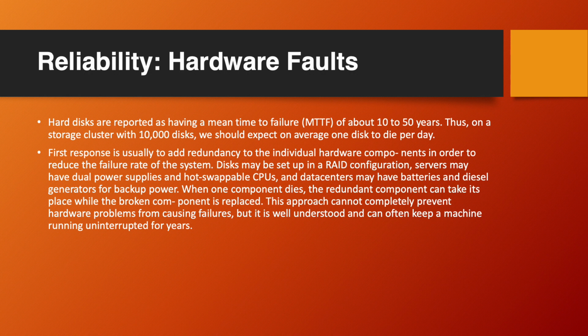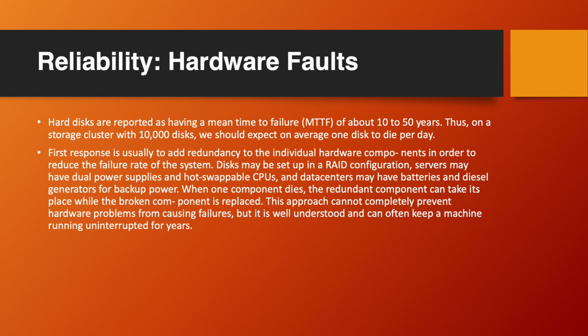Now let's look at hardware faults. When we think of causes of system failure, hardware faults quickly come to mind. Hard disk crash, RAM becomes faulty, the power grid has a blackout, someone unplugs the wrong network cable. Anyone who has worked with large data centers can tell you that these things happen all the time when you have a lot of machines. Hard disks are reported as having a mean time to failure of about 10 to 50 years. Thus, on a storage cluster with 10,000 disks, we should expect on average one disk to die per day.